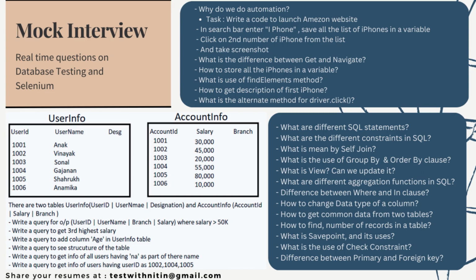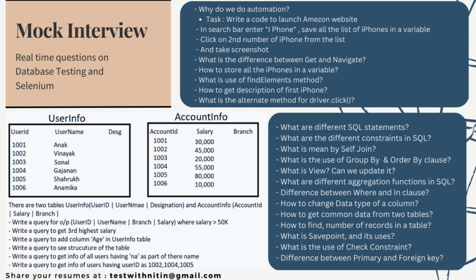So we need to click on the second iPhone which is present in the list. We need to inspect that search list, and by using the locator of that element, we can click on the second iPhone. So we can achieve that like this.